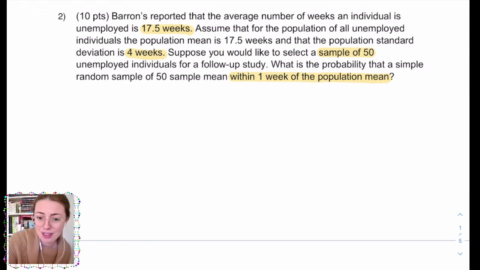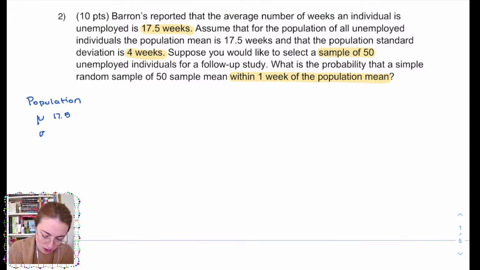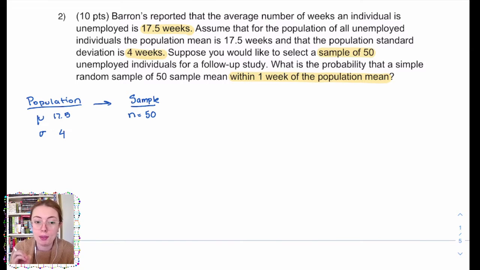So there's kind of a lot that's going on here. So let's try to break this down and see exactly what we're doing. So we have the population, and the population has a mean of 17.5 and a standard deviation of 4. From this population, we're going to pull a sample, and the sample is going to have an N of 50. So we're going to pull 50 people from that entire population for our sample.